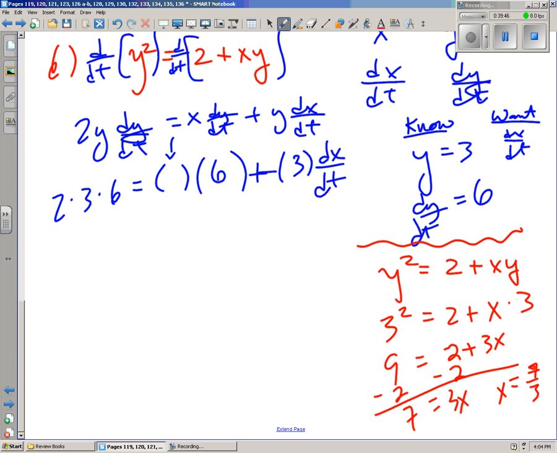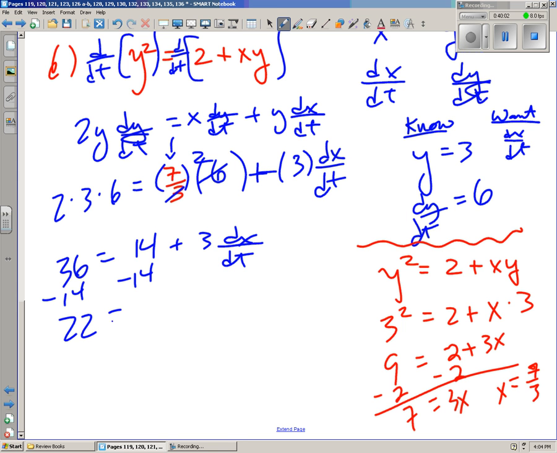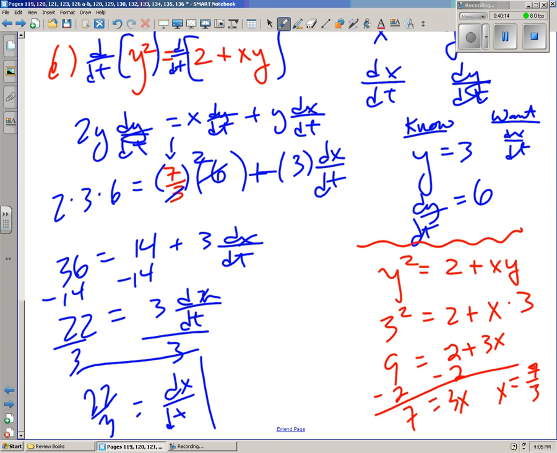Okay, we can live with that, especially considering the 6 will get rid of it. 2 times 3 times 6 is 36. 6 divided by 3 is 2, so 7 times 2 is 14, plus 3 dx over dt. Subtract 14, we get 22 equals 3 dx over dt. Divide by 3, dx over dt turns out to be 22 over 3.